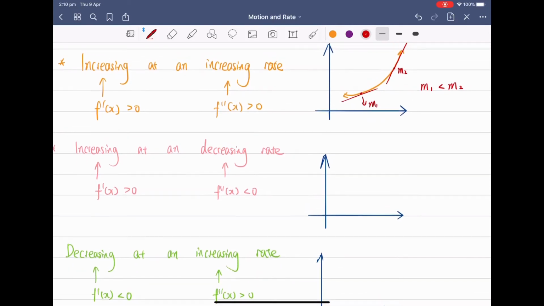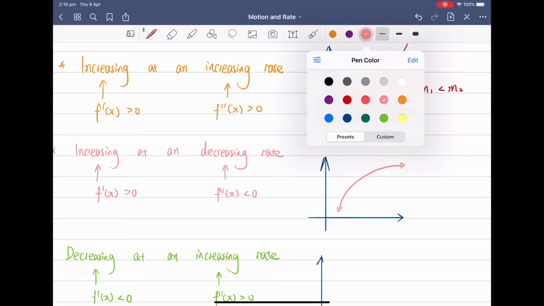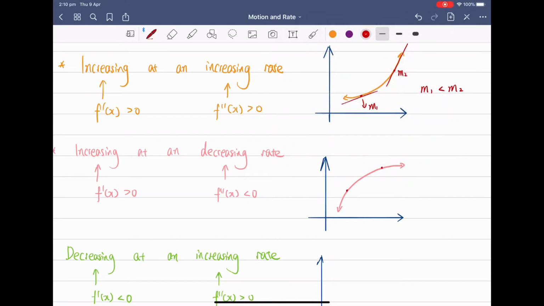Next one is increasing at a decreasing rate. So the curve is still increasing, but the rate of increase is decreasing. Hopefully that makes sense to everyone. If I pick any two points, one above and the other just after, and then you look at M1 and M2, the gradient of M1 is actually greater than the gradient of M2. So if we talk about speed, you can see the rate of increasing speed is decreasing, okay?